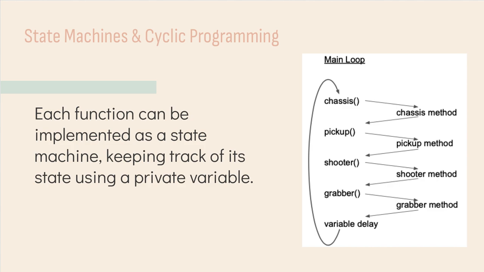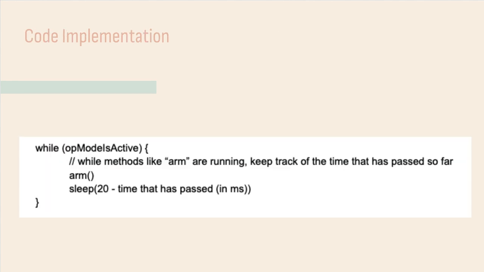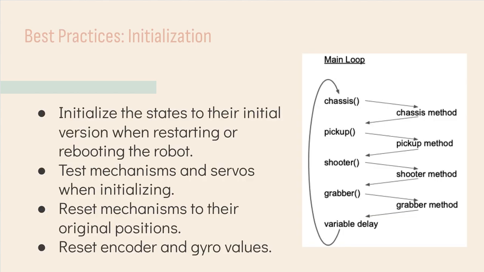Each function, chassis, pickup, shooter, and grabber, can be implemented as a state machine, keeping track of its state using a private variable. The variable delay is demonstrated through this piece of pseudocode, where ARM runs and the 20 millisecond sleep statement is placed. It's important to note these 4 things when implementing and using it on your robot.